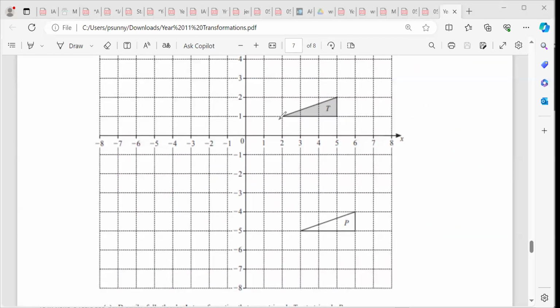only thing which you need to know. Rotation basically 90-degree clockwise, and rotation 90-degree anti-clockwise about the origin. This also about the origin.